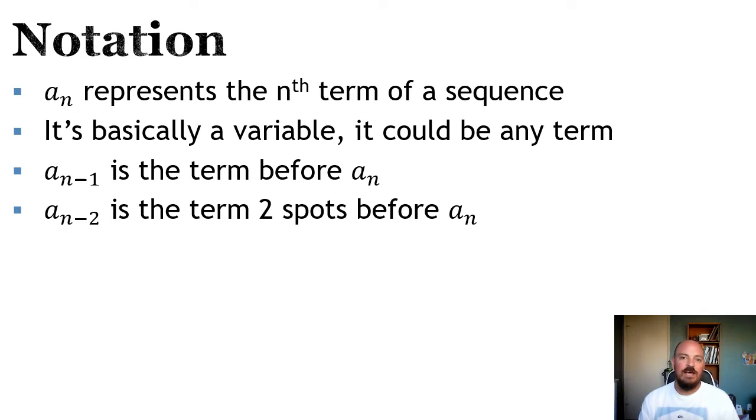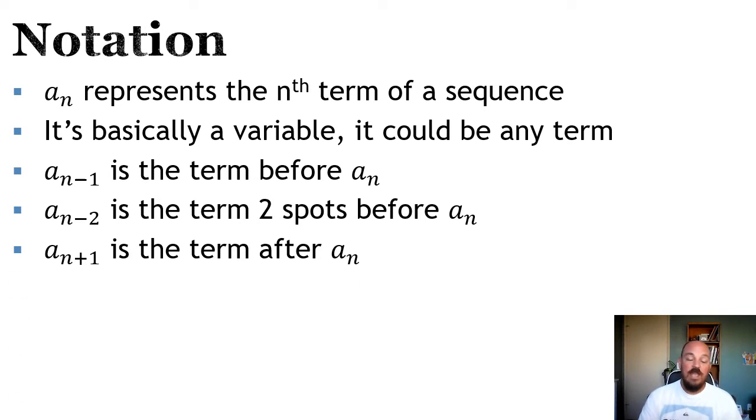Once you understand that one, you can really easily adjust the index. For example, an minus 2 is the term that comes 2 spots before an. And an plus 1 is the term that comes after an. Remember, just throw a number in there. Sometimes it makes it easier. Let's say we're talking about a10. Then an minus 1 would be 10 minus 1 is 9, a9.